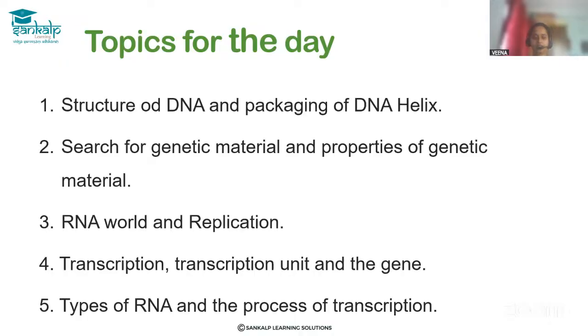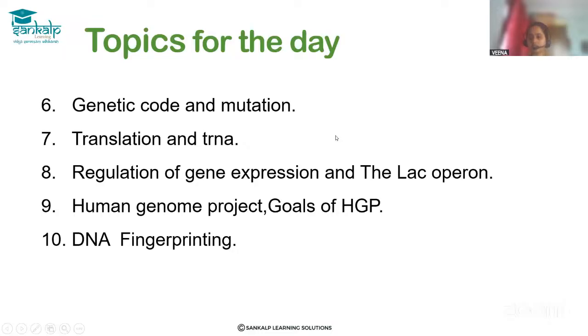process, and then we are also discussing transcription, then transcriptional unit and the genes, and types of RNA and the process of transcription, and then sixth, genetic code and then mutation process, and then seven, translation and tRNA, and then regulation of gene expression and the lac operon process in the prokaryotes, and then human genome project and the goals of human genome project, and then lastly we are going to discuss the DNA fingerprinting.